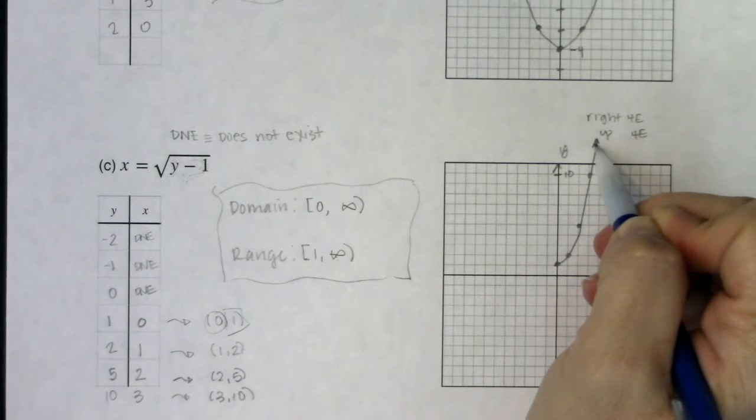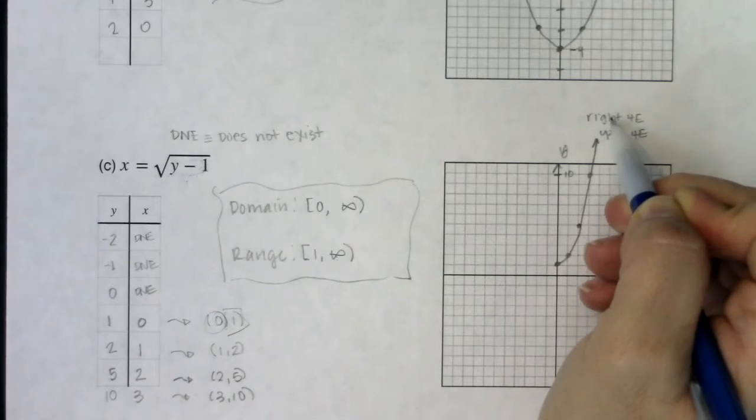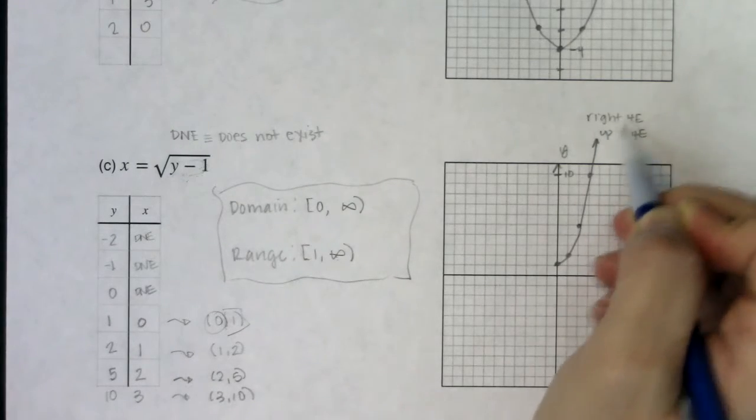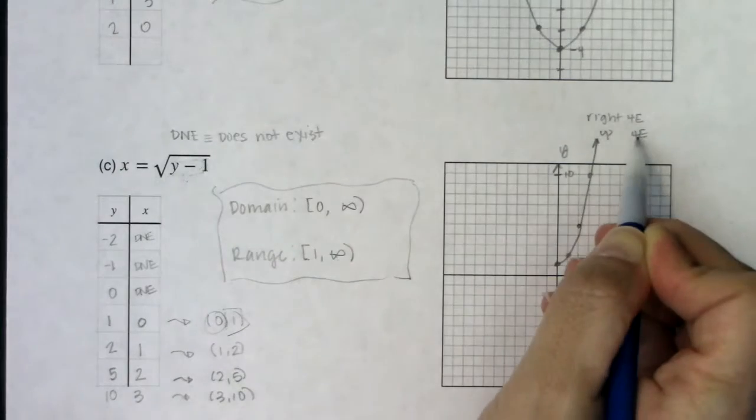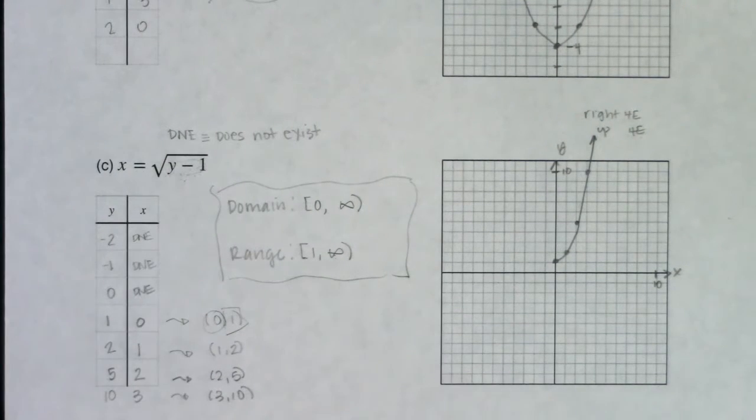So this arrow here is going, if I was going to draw it, it's going to the right and it's going up forever. So that right forever is going to turn into a positive infinity, and that up forever turns into a positive infinity, respectively on the domain and on the range.